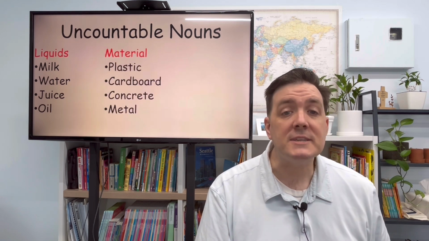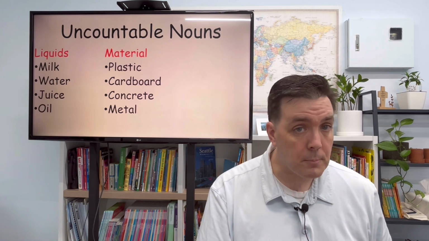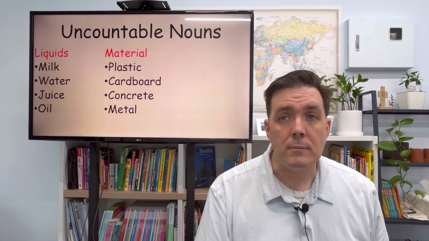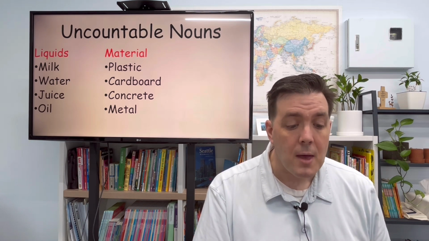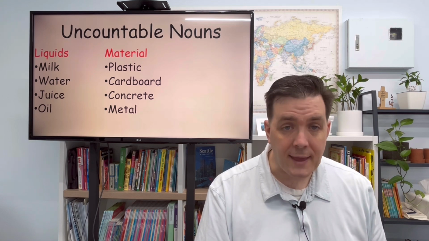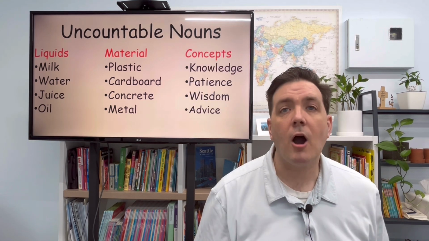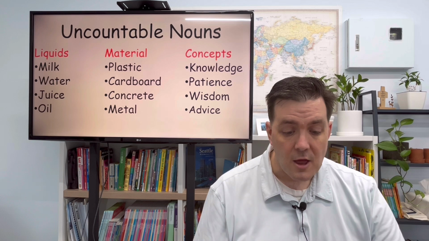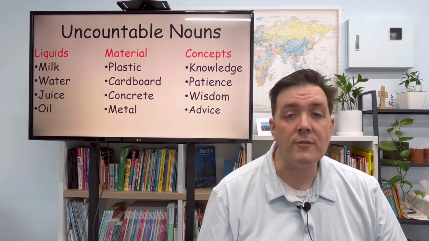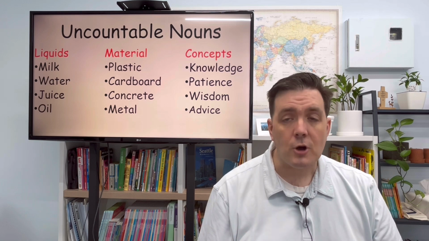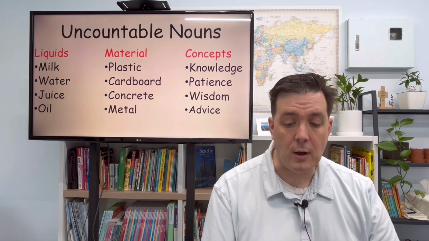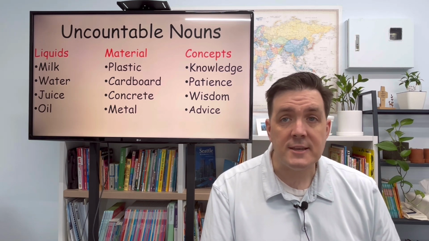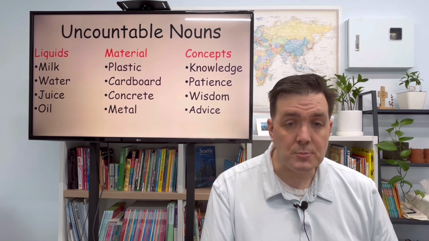We also have materials. For example, plastic, cardboard, concrete, metal. All of these they're things that we make things from, but all of them also are uncountable. And then last, we have concepts. So for example, the concept of knowledge, the concept of patience, the concept of wisdom, or the concept of advice. All of these are just a few examples of uncountable nouns. So take a look right now at these sentences and see if you can tell me the uncountable noun.